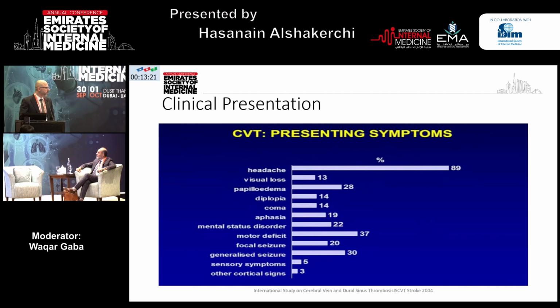So if they have any motor deficits, or come back with seizures, whether generalized or focal, that's what should raise the suspicion of CVT.